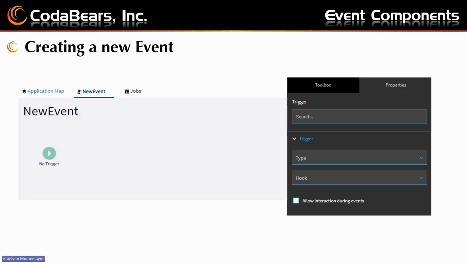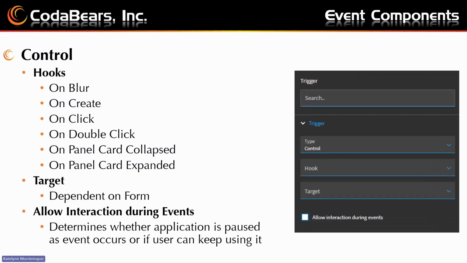And then on the right side, you're going to see the properties of it, and you could hit the dropdown and it'll show you different types you have and then the different hooks. And it'll also show you types, hooks, and then a target ID. The first type we're going to talk about is going to be control. So control is a specific type of component, often referring to input-based elements.